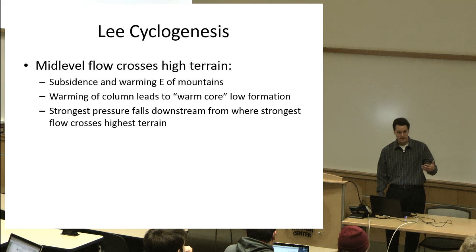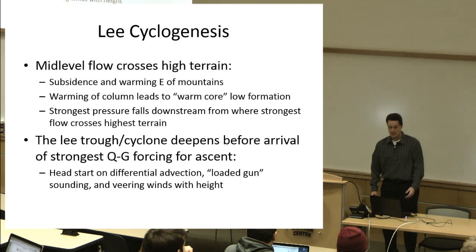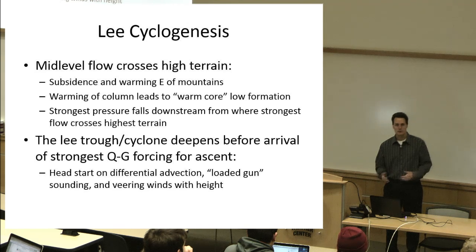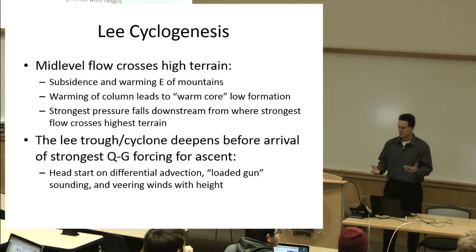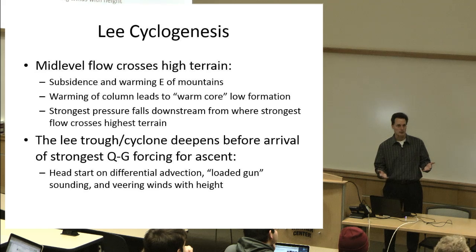We've already established that we have westerly flow, so now we've got differential advection going on. This can happen ahead of the primary quasi-geostrophic forcing for ascent. So it kind of gives us a head start on developing this whole loaded gun profile. So we don't necessarily have to have anything particularly intense going on the large scale.